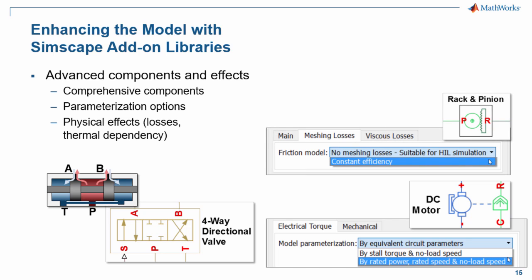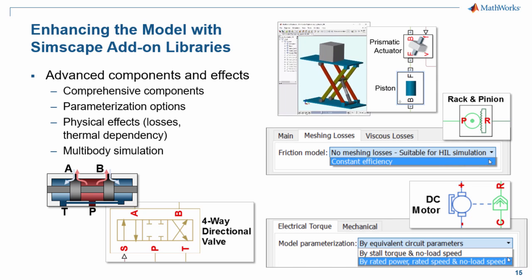This includes friction losses, thermal dependency, and other effects found in physical systems. And using the add-on libraries, you can also do multi-body simulation. I'll now switch over to the model to show you some examples.